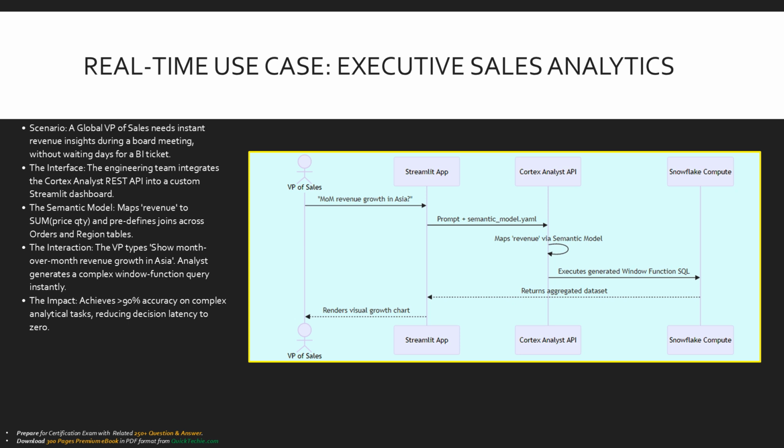Let's track this interaction on our sequence diagram. The VP of Sales initiates the request in the Streamlit app. The app immediately sends the natural language prompt, along with the reference to the semantic model, to the Cortex Analyst API. The API engine maps the business terms, constructs the complex window function SQL, and pushes it down to the Snowflake compute layer. The heavy lifting is done in the data warehouse, which returns the aggregated dataset back to the UI. The UI renders the visual chart for the VP. A massive analytical workload, solved conversationally in seconds.